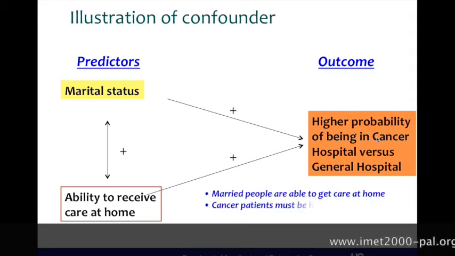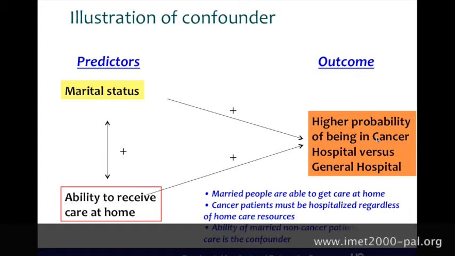So this is an illustration of a confounder. Married people are able to get care at home. Cancer patients must be hospitalized regardless of home care. Ability of married non-cancer patients to get care is the confounder.